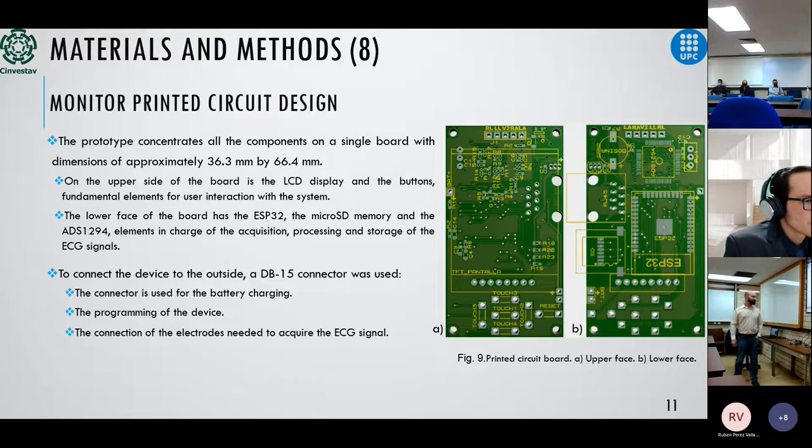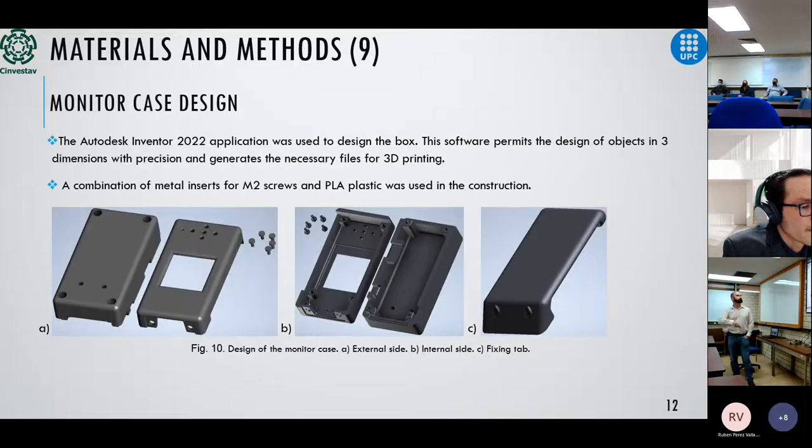On the upper side, we have the LCD display and the buttons, fundamental elements for the user interaction. And on the lower face of the board, we have the ESP32, the microSD memory, and the ADS1294, in charge of the acquisition, processing, and storage of the ECG signal. To connect the device to the outside, we have a DB15 connector that is used for charging the battery, programming the device, and connecting the electrodes that carry the ECG signal.